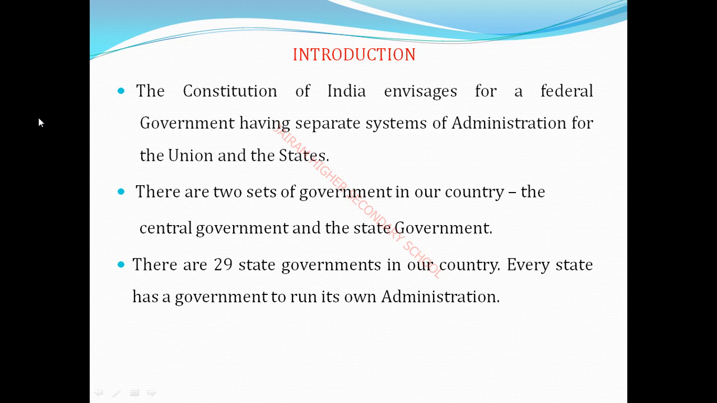There are two sets of government in our country. What are the two sets of government? The central government and the state government.